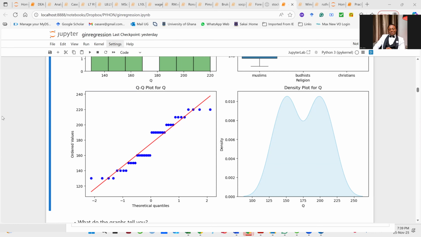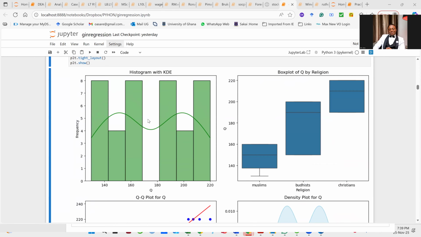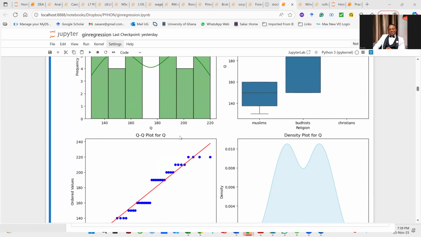Does it make sense? So that is it. If you look at this carefully, for quantity demanded, because majority of the blue dots are not seated on the red line, it means that Q is not normally distributed. But of course, we know that from here. The fact that it has bimodality clearly shows that. See, these kinds of words I'm using are the same words you have to use to interpret.